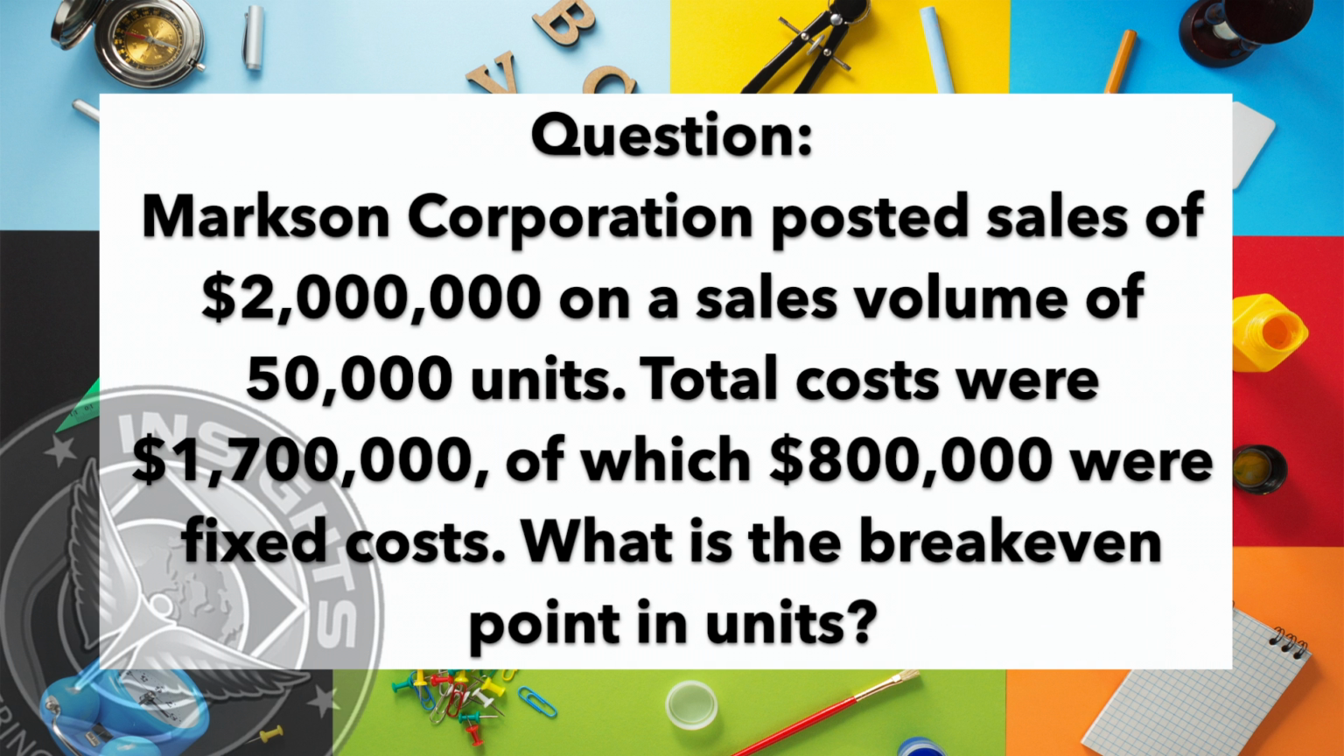Now here's a question. Marks Incorporation posted sales of $2 million on a sales volume of 50,000 units. Total costs were $1.7 million, of which $800,000 were fixed costs. What is the break-even point in units?